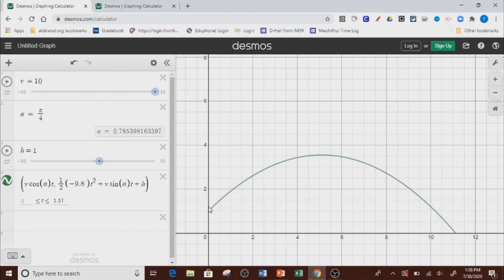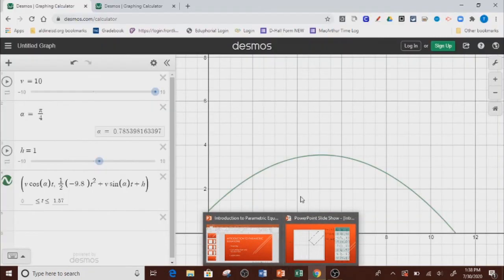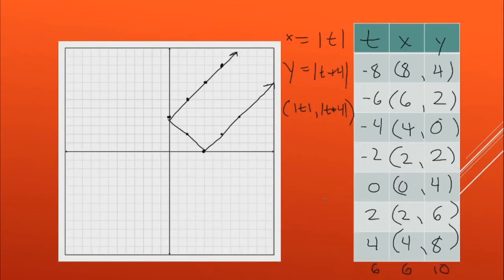Because with parametrics comes not only our height, that's our y distance, our range, our x distance, but also t, our time. And that's the time it takes, where the ball is at that specific time. So that just goes to show how useful parametric equations are.